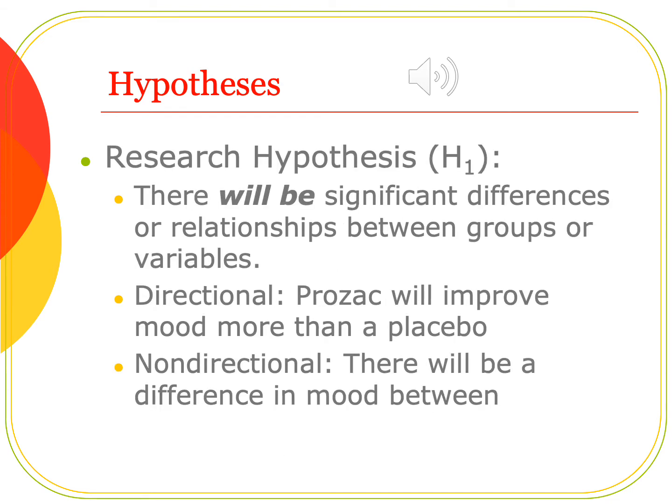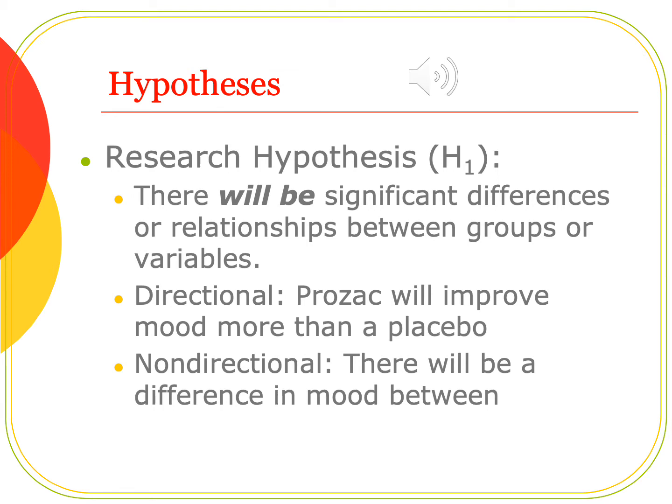And then we have a research hypothesis. A research hypothesis will state that there will be significant differences or relationships between groups or variables. Again, researchers are usually trying to prove that there is a difference between one thing and another. There are two kinds of research hypotheses.